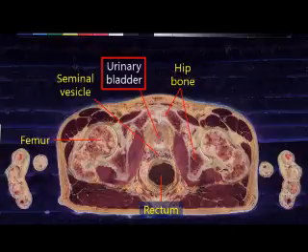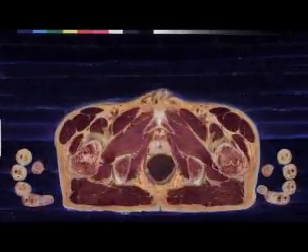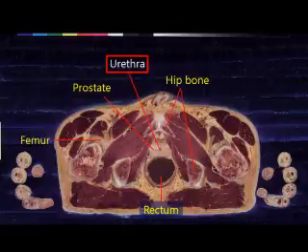Smooth muscle is placed around the walls of the urinary bladder and it contracts when urinating. See the urethra coming out of the urinary bladder. For males, the urethra that comes out of the urinary bladder passes the prostate.